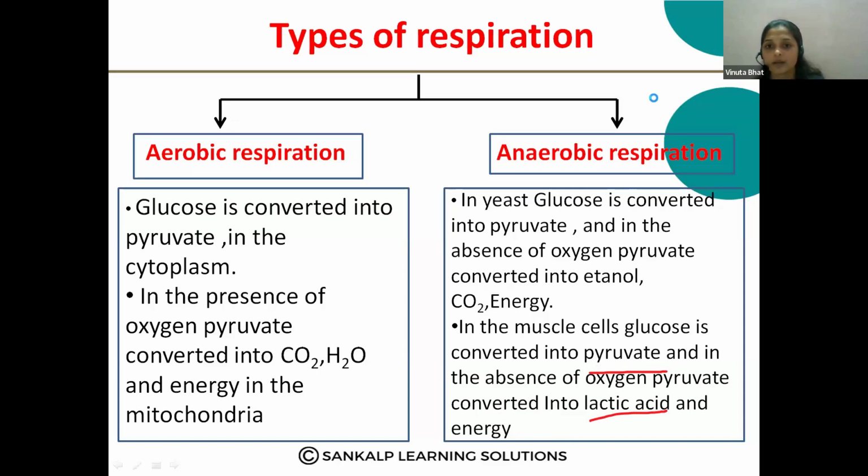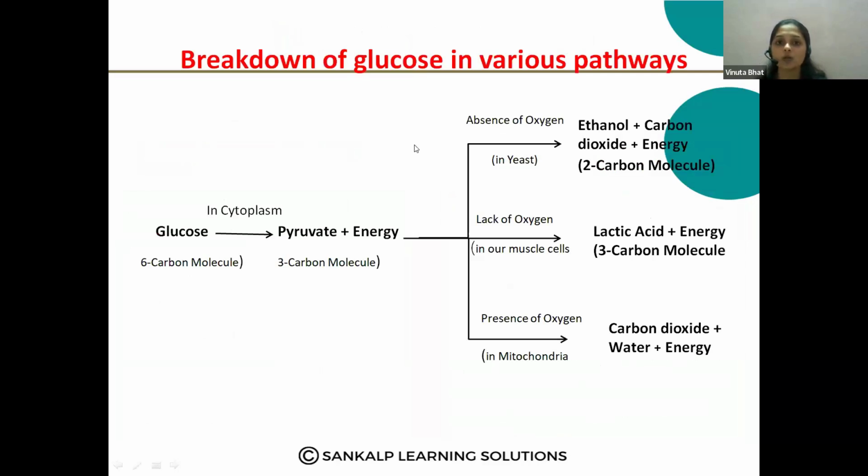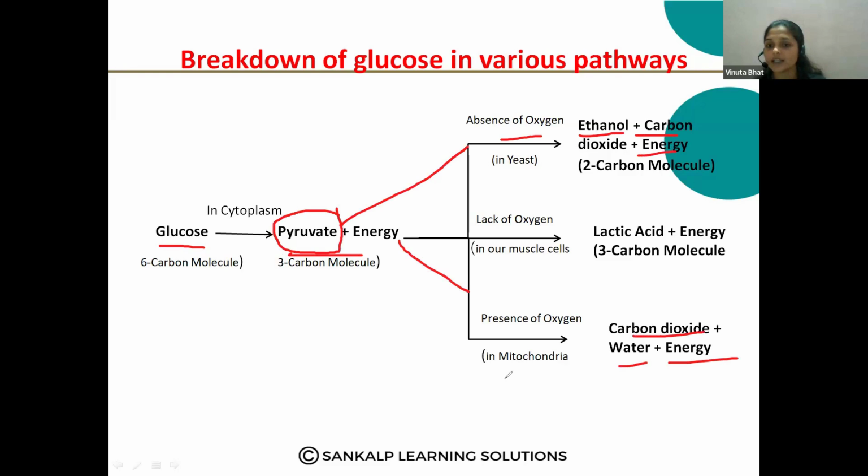Just observe this pathway. In this pathway, you can understand how glucose is broken down by different methods. Very important: what is the difference between aerobic and anaerobic respiration? In aerobic respiration, more energy is released compared to anaerobic respiration. First step: glucose, a 6-carbon molecule, is converted into pyruvate and energy. Pyruvate is a 3-carbon molecule. In the absence of oxygen, in the yeast cell, ethanol, carbon dioxide and energy are formed. In the presence of oxygen, it is converted into carbon dioxide, water and energy in the mitochondria. Sometimes in our muscle cells, lactic acid and energy are released.